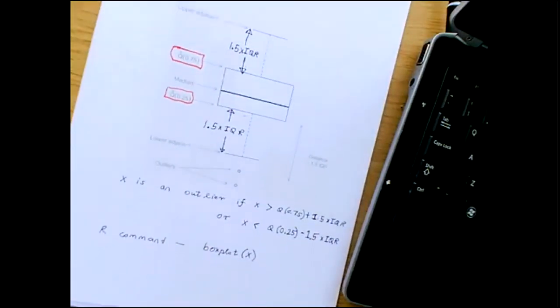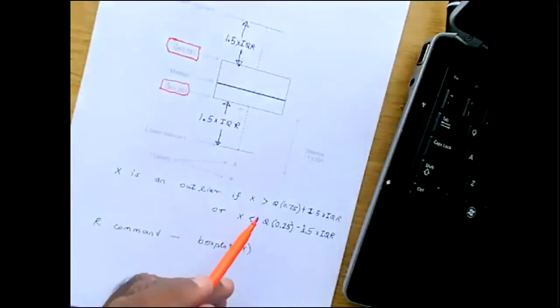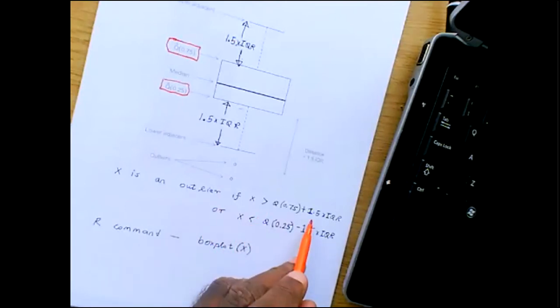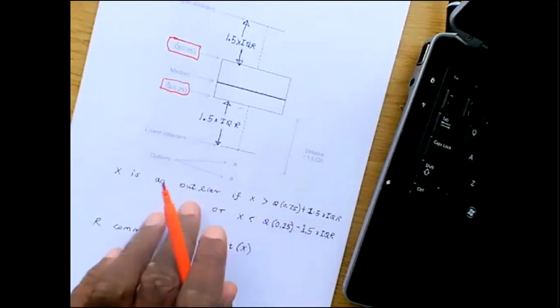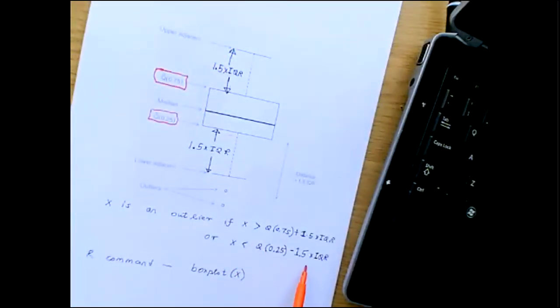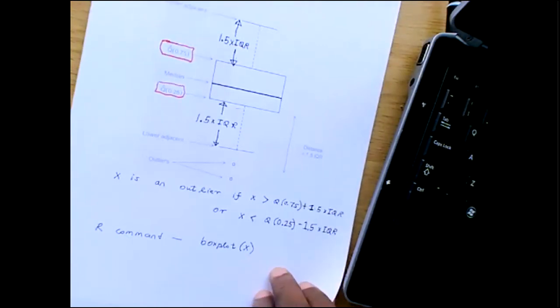Now, if you have any data that falls below this line or above this line, then what you have is an outlier, right? So for example, if X is greater than this bar here, or less than this bar here, then X is referred to as an outlier. And the R command for an outlier is boxplot(X), right?